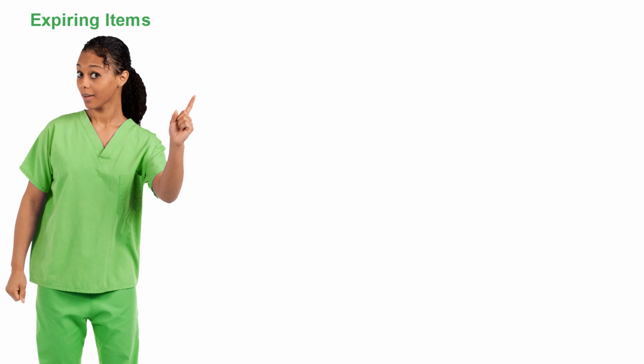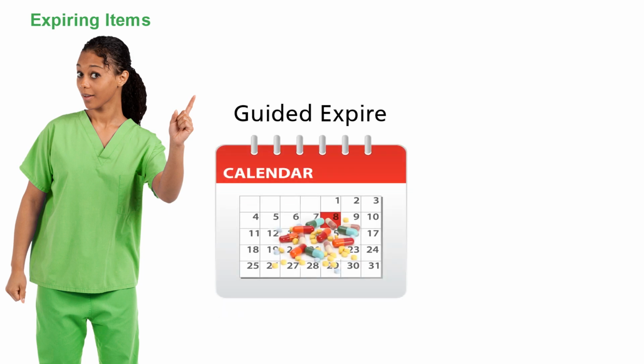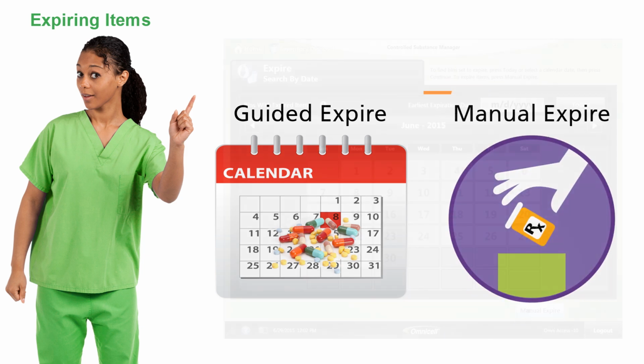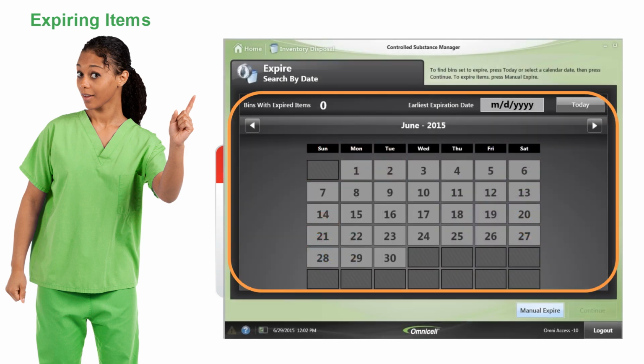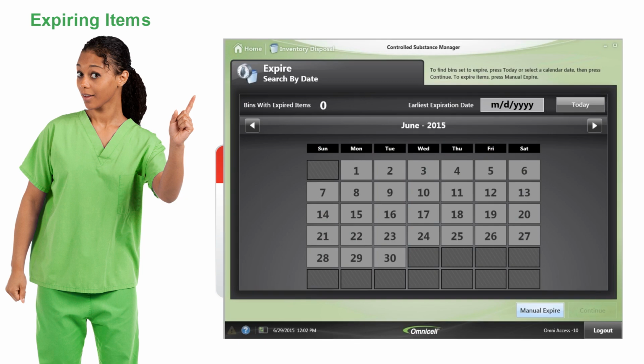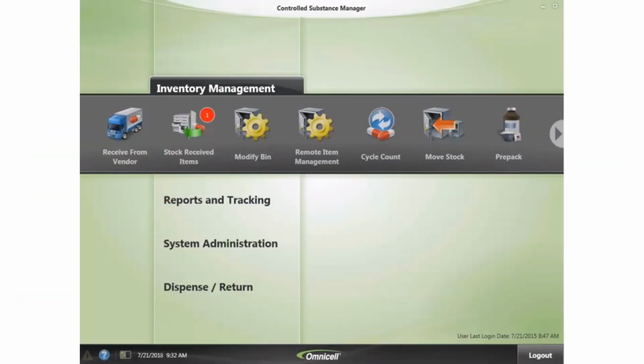You can expire items 2 ways: Guided Expire and Manual Expire. Choose Guided Expire to find all item locations with items set to expire by a certain date. Choose Manual Expire to move expired or damaged items that you find while picking from or stocking to CSM to the expired item bin. In this demonstration, you will learn how to expire items in CSM.